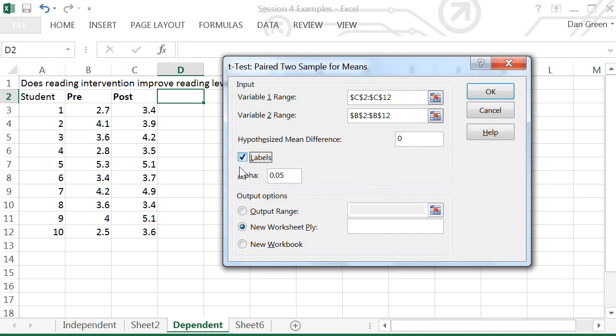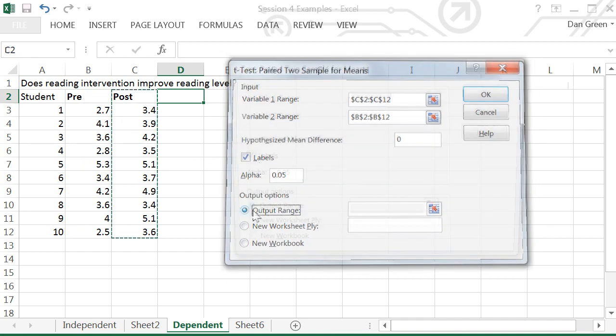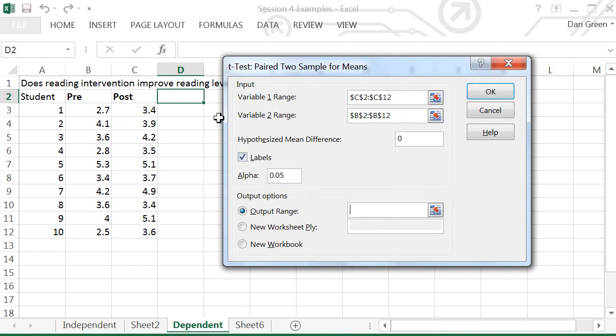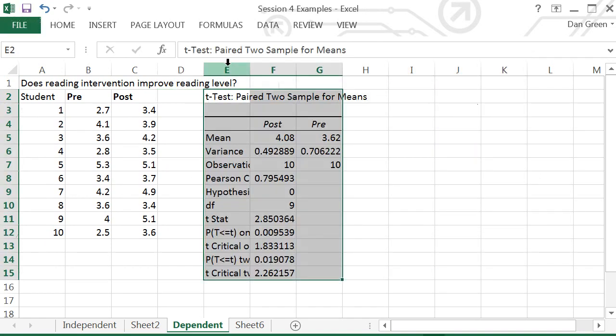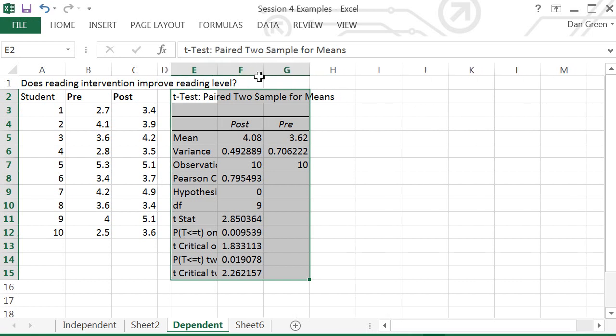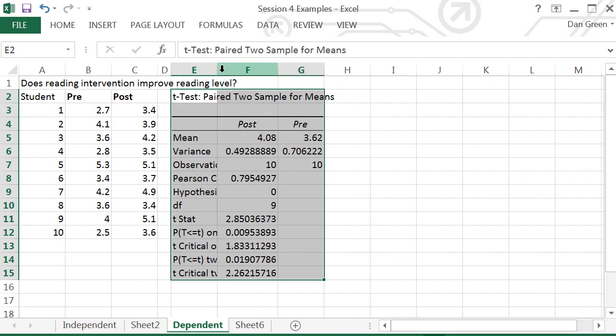I'm going to click the label box because I included the labels when I selected data. For my output range here, I'm just going to select a cell next to my table up here. That's the upper left-hand corner of our output table. Click OK. So there's our output table. Widen this out a little bit.